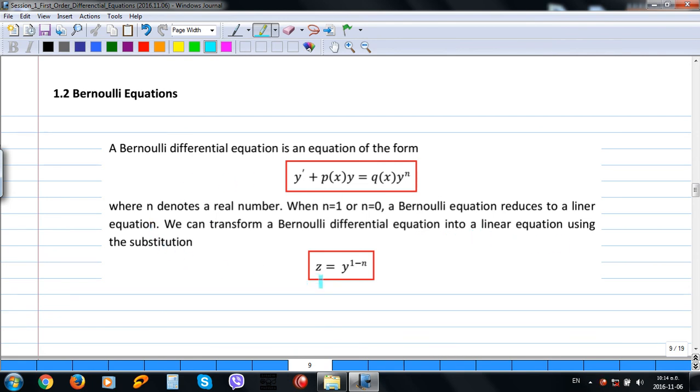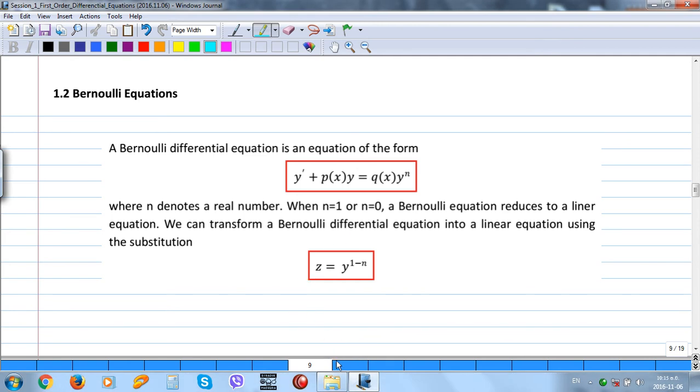You have to use that substitution. What is it? Z equals y to the power 1 minus n. So you have to remember that, and you have to identify and remember this form also. If a given equation is in that form, you have to use this substitution, z equals y to the power 1 minus n, and convert it into a linear equation. Then you have to solve it. Right? So we will discuss through an example.